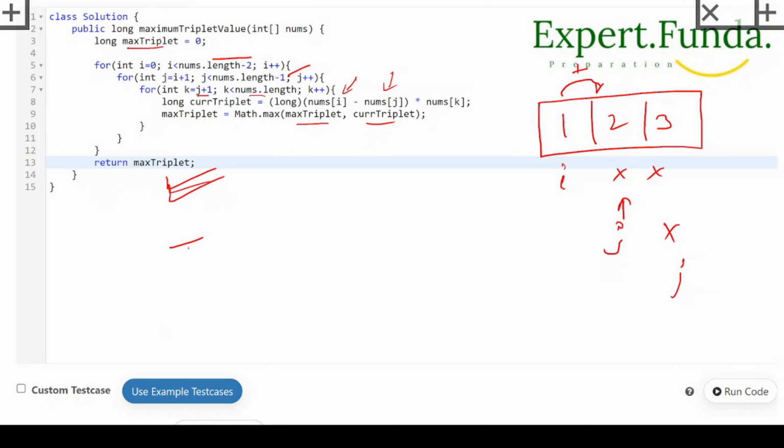So if we are talking about the time complexity, we are moving with 3 for loops, right? So O(n^3) will be the time complexity. And for the space complexity, we are not taking any extra space, right? So we can say constant space, O(1).